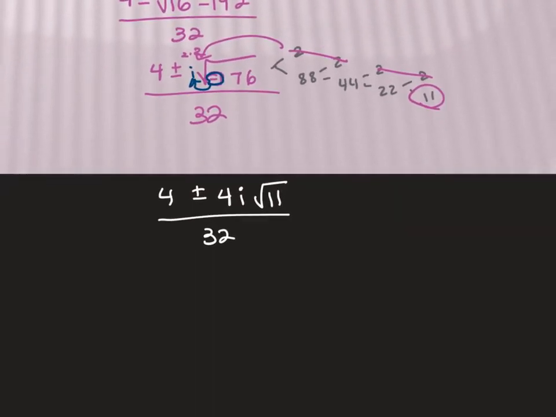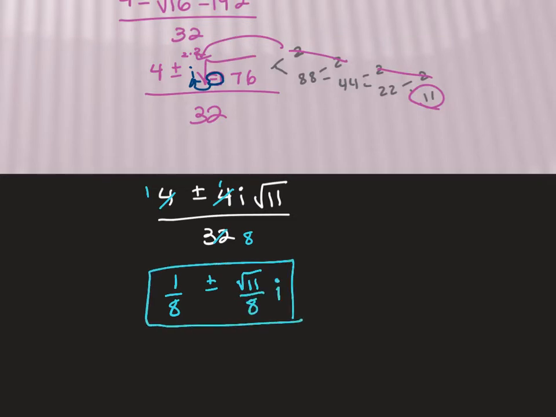And then you can either reduce and then split, or split and reduce, one way or the other, forcing it into each of these. So I'd get 1 over 8 plus and minus root 11 over 8, and the i's at the end.